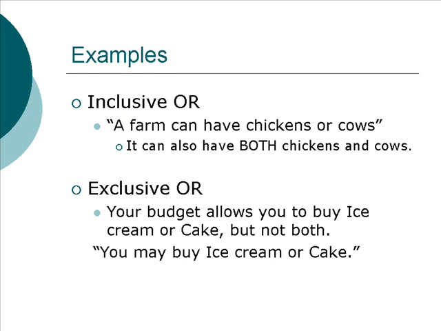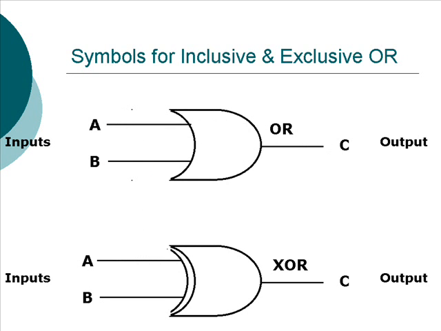So maybe some examples will clarify the difference. For an inclusive OR, a farm can have cows or chickens, but it can also have both cows and chickens. But for an exclusive OR, an example might be your budget allows you to buy ice cream or cake, but not both. So you might say, you may buy ice cream or cake. And so there's a distinction between inclusive OR and exclusive OR. These are the symbols or diagrams for inclusive OR and exclusive OR respectively. The top is inclusive OR, or just plain old OR, and the bottom is exclusive OR, or XOR.